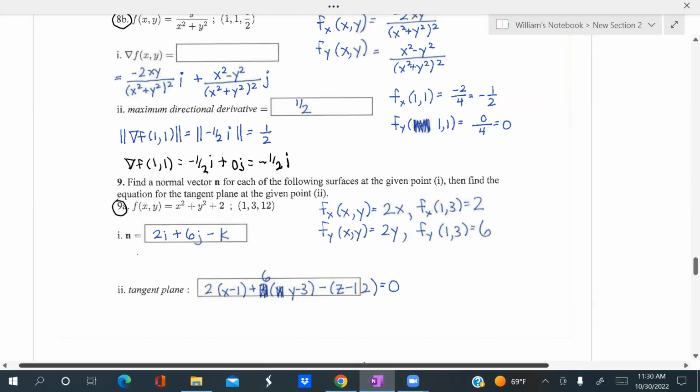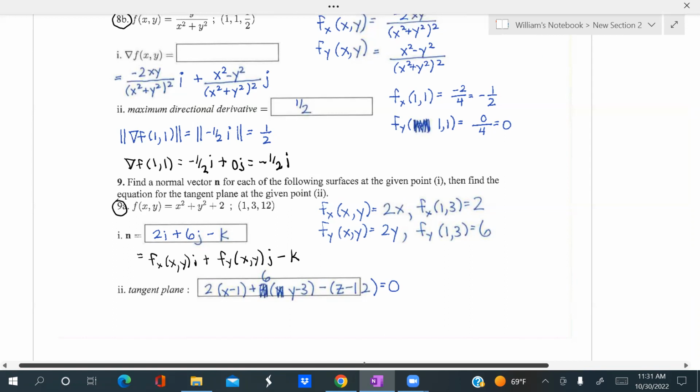Remember, the normal vector is what? It's the partial derivative with respect to x times i, plus the partial derivative with respect to y times j, and then always minus k. So it's very easy to write down the normal vector for a surface, the perpendicular vector to a surface at a given point.